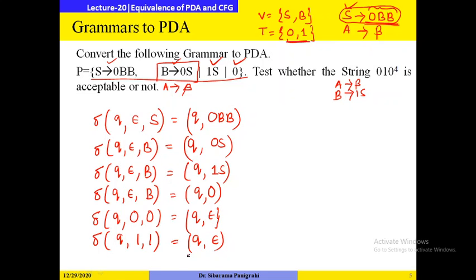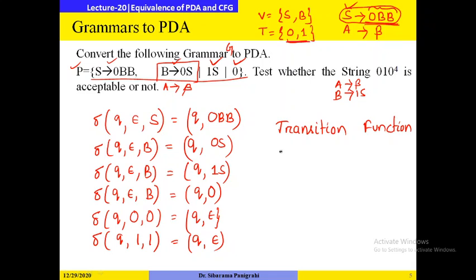By following those two steps, we have converted this grammar G into a pushdown automaton. These are the productions in the grammar, and I have just written the transition function. From the transition function, you can easily identify the seven tuples of the pushdown automaton.